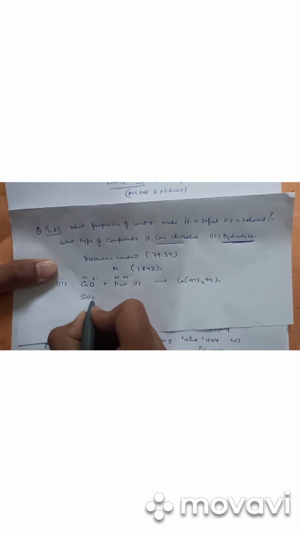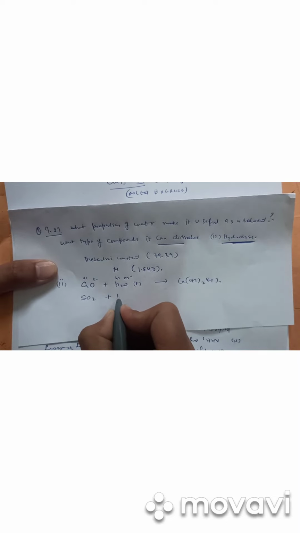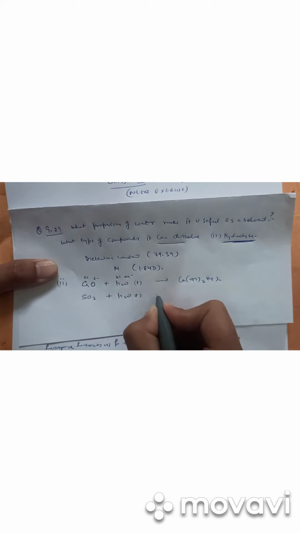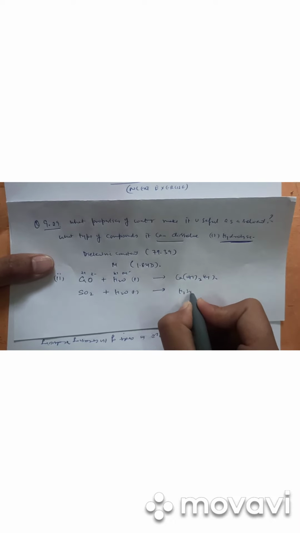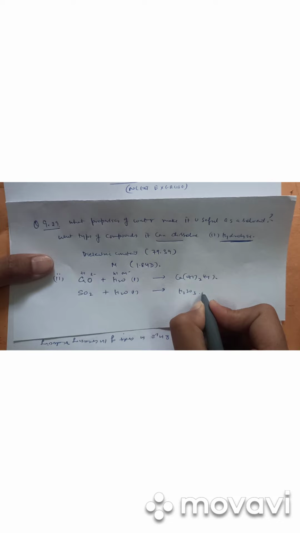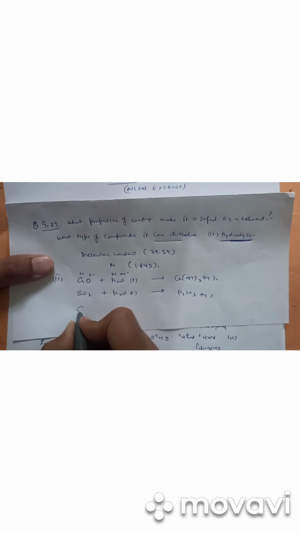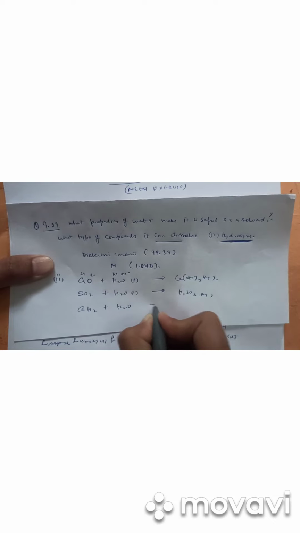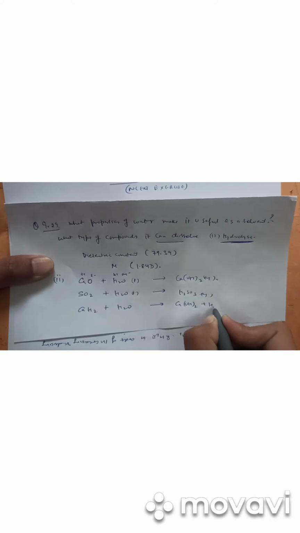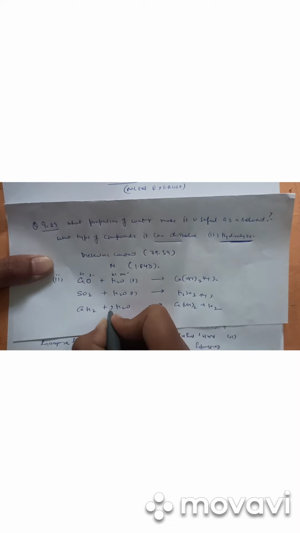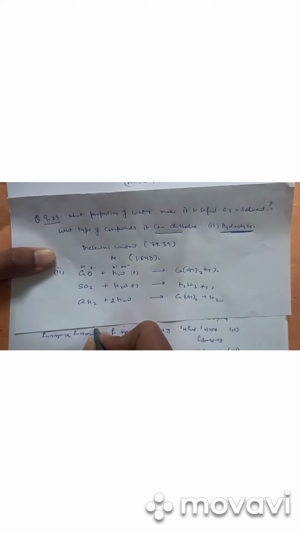Now I'm taking a non-metallic oxide like sulfur dioxide. It can also hydrolyze in water and it forms sulfurous acid. Now I'm taking the case of a hydride like calcium hydride. It also reacts with water and forms calcium hydroxide, and hydrogen gas is also released. So we will put here two.